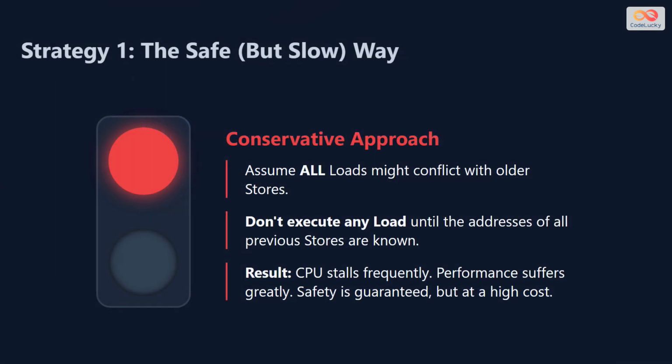There are two ways to handle this. The first strategy is the conservative approach. In this method, the CPU plays it safe. It assumes that every load might conflict with an older store. Therefore, it refuses to execute any load until all previous store addresses are known. This guarantees correctness, but it is extremely slow because it creates constant traffic jams in the processing pipeline.